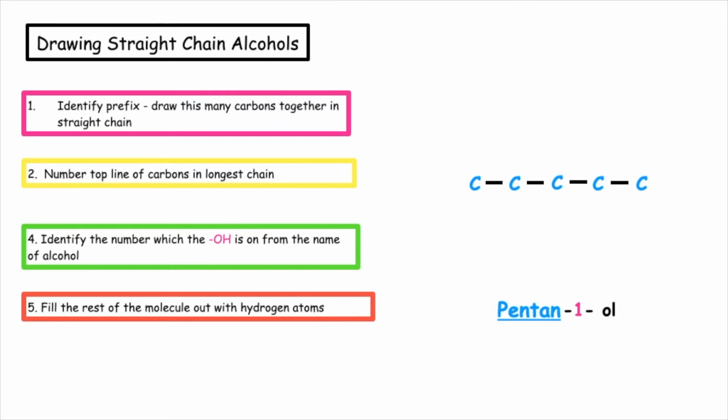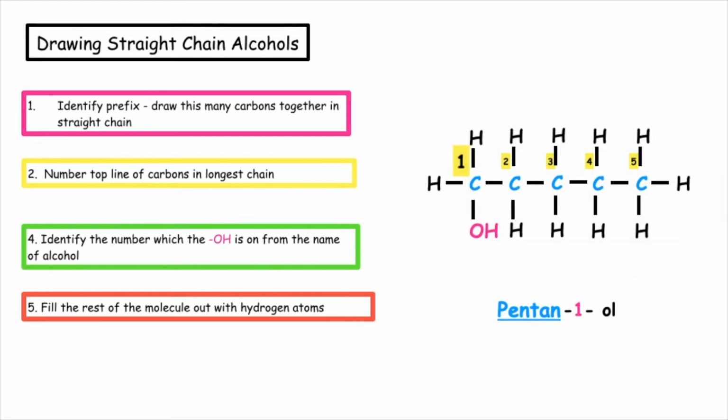I then want to number the top line of carbons in the longest chain from left to right. I want to identify the position in which the OH is found in the name. So that's where the ol is, so that's position 1, and I'm going to add the hydroxyl, that's the OH, to this carbon atom. I'll fill the rest of the molecule out with hydrogen atoms, and this is us being able to draw pentan-1-ol.